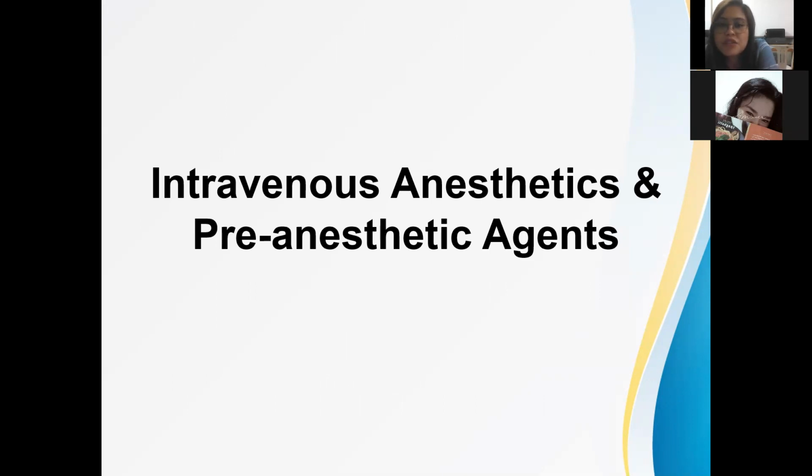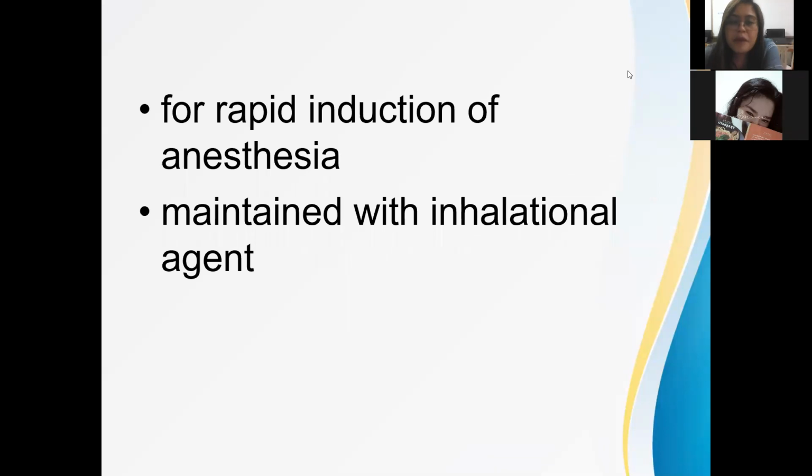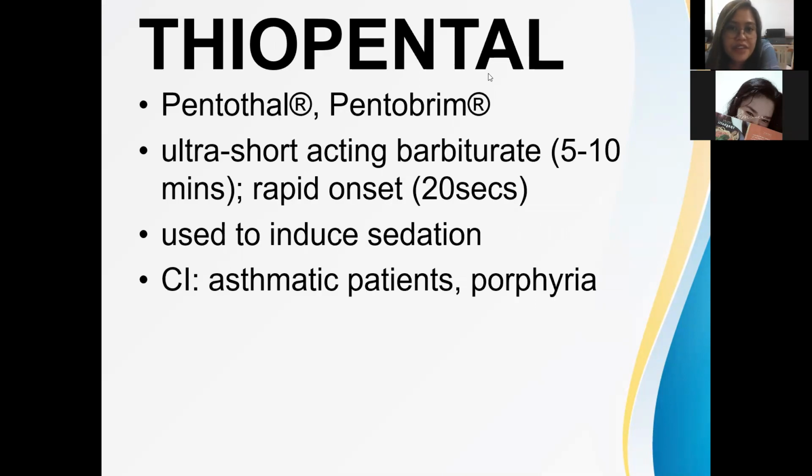By the way, intravenous anesthetics are also known as pre-anesthetic agents. Meaning, before you give anesthesia, these are what we give. And they are given intravenously. So what are they for, again, this is for the induction of anesthesia. But it cannot actually sustain it. So maintenance is needed, and that will be through the use of the inhalational agents we mentioned earlier. So we have here the first one, the thiopental.